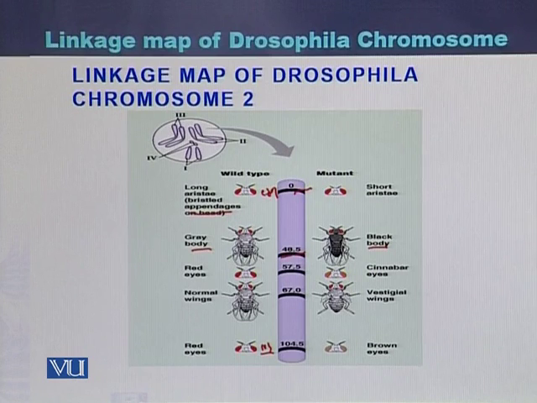The red eye gene or the cinnabar eye gene is present at centimorgan 57.5. The normal wings and the vestigial wings gene is present at centimorgan 67, while the red eye or the brown eye gene is present at 104.5 centimorgan. So if we describe the position of the genes in terms of centimorgan or recombination frequency, such a map is called a linkage map.